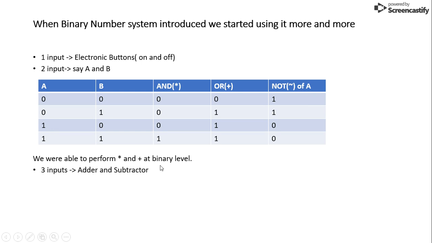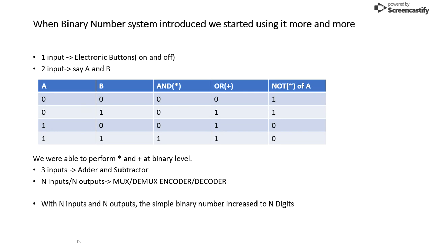Then we thought about increasing these inputs. So we thought about three inputs like A, B, and C. Using this, adders and subtractors were introduced. Those who know digital electronics or have studied subjects like computer systems or assembly language will be familiar with adders and subtractors. Then there was no limit on inputs and outputs, named as n inputs and n outputs. Using these, devices like mux, demux, encoder, and decoder were created.